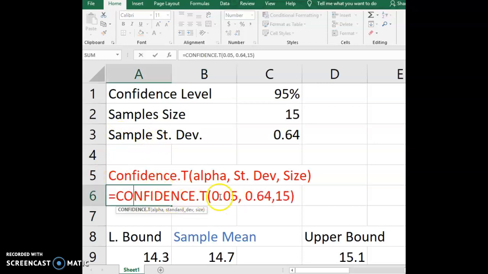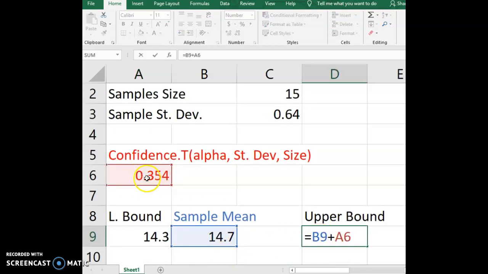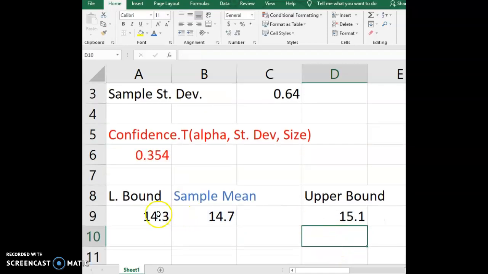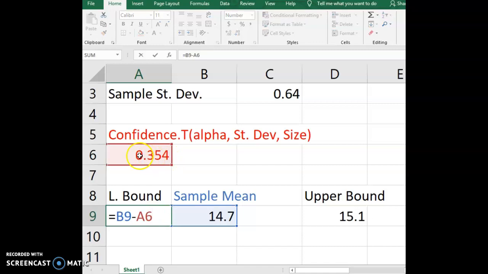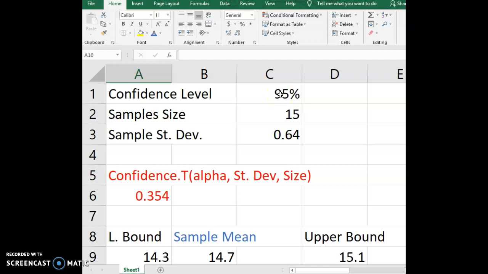The formula asks for our alpha, which is 100% minus our confidence level, so in this case 5%, as a decimal, 0.05. Then you want the sample standard deviation, and then the sample size. And Excel will give you back the margin of error. To construct the confidence interval, the sample mean is always in the very center of the confidence interval. You take the sample mean and add the margin of error to get the upper bound. You take the sample mean and subtract the margin of error to get the lower bound. So we are 95% confident that the population mean lies somewhere between these two numbers.